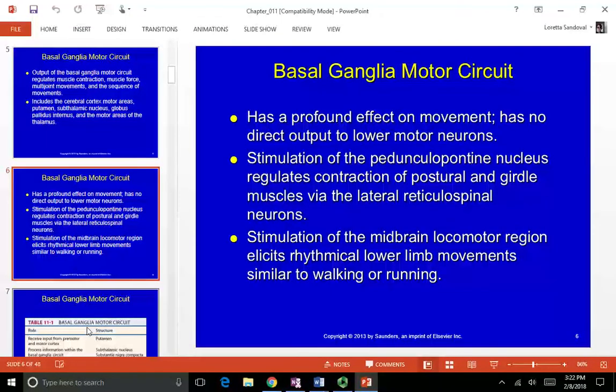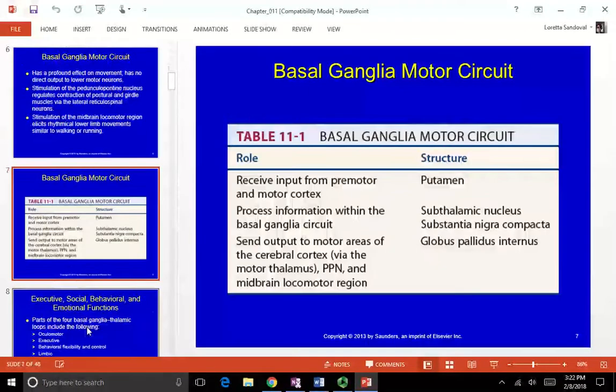So it exerts its effect through the cerebral cortex. There is a little chart, table 11.1, on page 235 in the book, and I don't expect you to memorize this, so don't even think about it. But it says which structure in the basal ganglia has what role in the motor circuit.